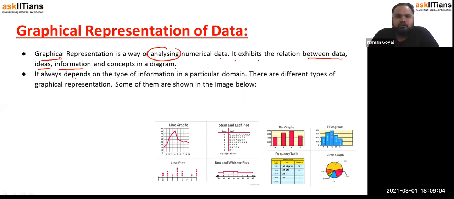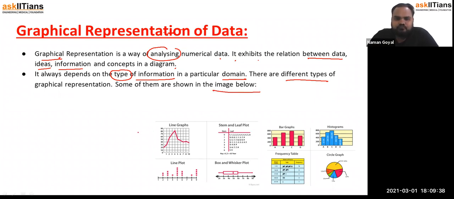It always depends on the type of information in a particular domain. So basically there are so many graphs we are going to use for representing the data. Which type of graph we are going to use totally depends on the form in which the data is. The type of information will depend on which graph will be easy to read and easy to represent. There are different types of graphical representations. Some of them are shown in the image below.